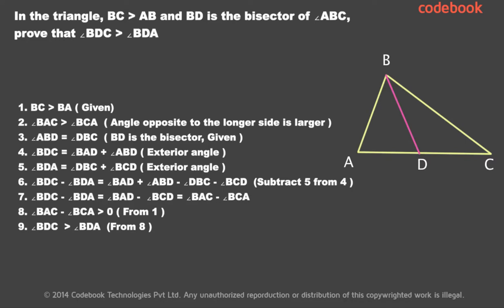In this lesson, we will work on a few problems which involve the inequalities of triangles theorems. So let's look at the first problem. We have been given a triangle and we have been told that BC is greater than AB and BD is the bisector of the angle ABC.